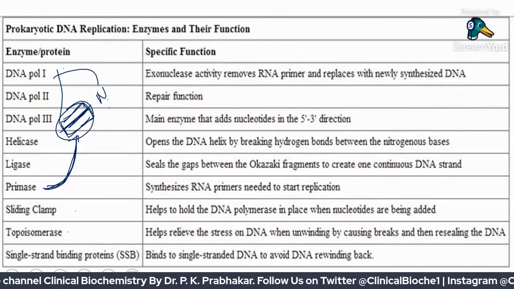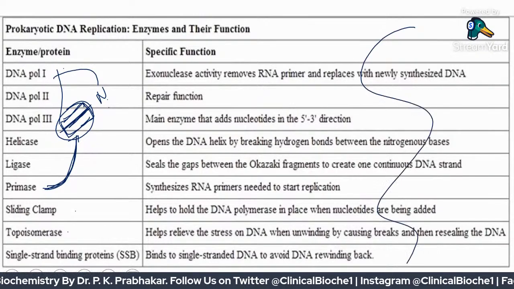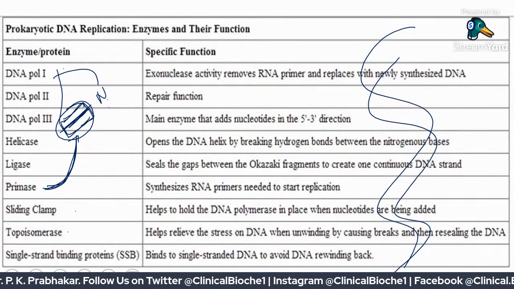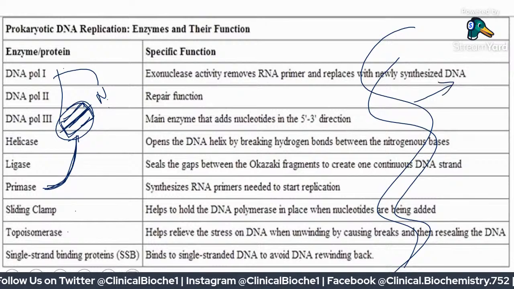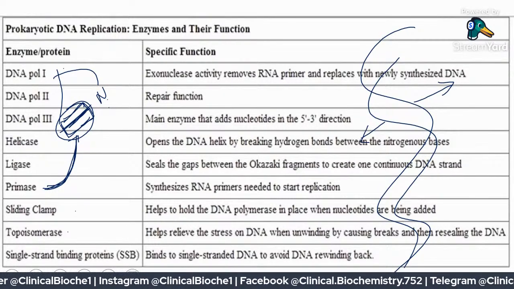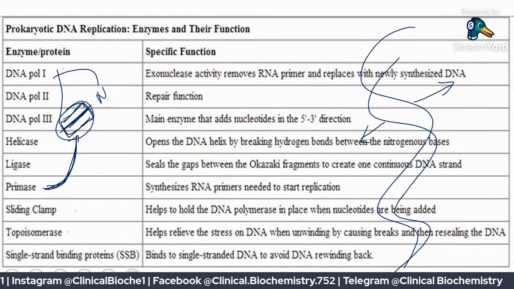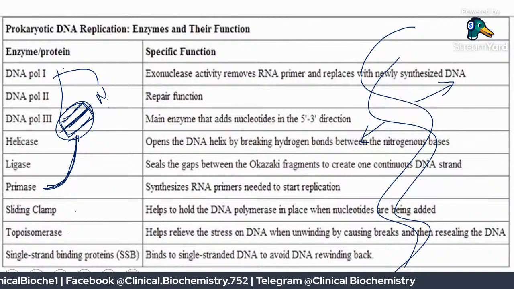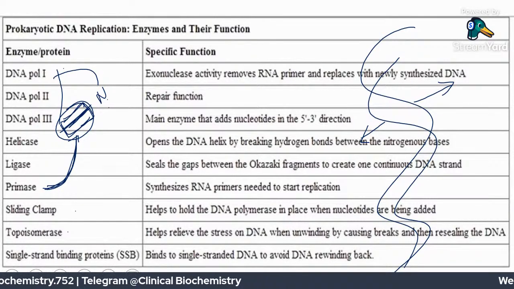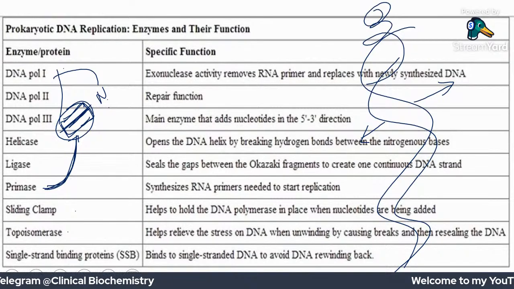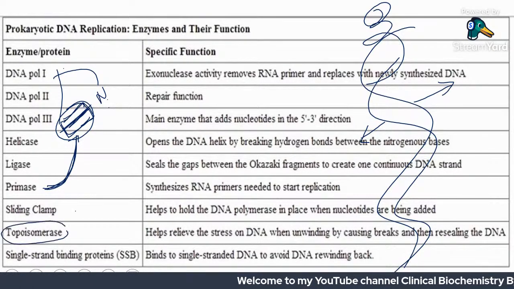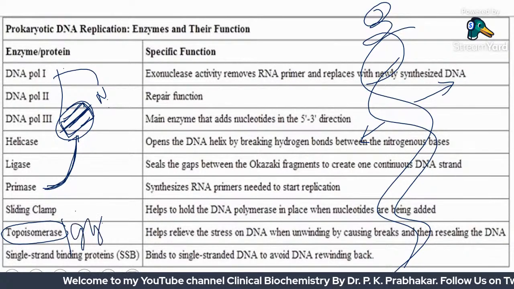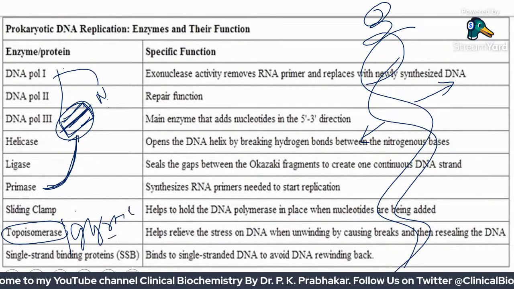Topoisomerase: your DNA is a coiled structure. When you remove this strand on this side and this strand on that side, it is like having a rope at home: if you unwind it, the supercoiling will increase on the further side. Those supercoils are removed by topoisomerase or gyrase. Topoisomerase and gyrase are the same enzyme, just different nomenclature.